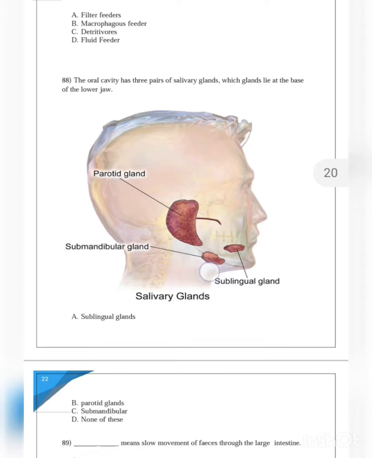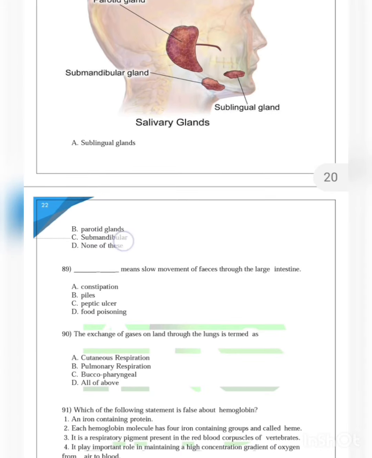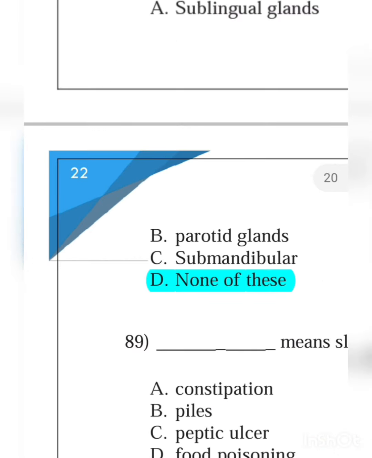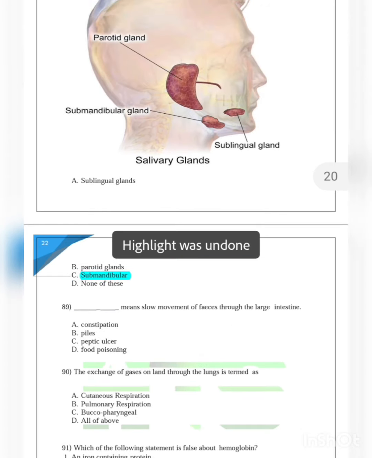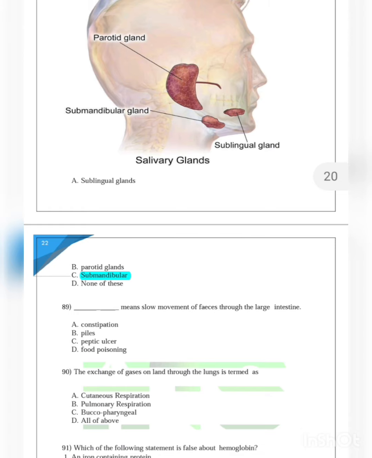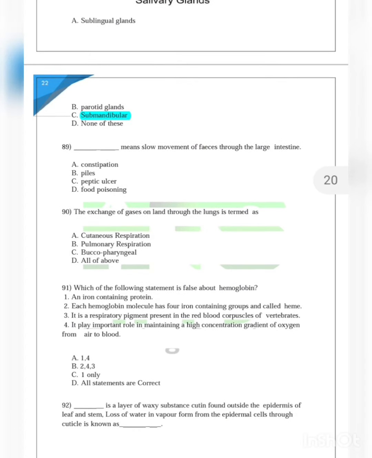The oral cavity, human physiology. Okay, so let's see which gland lies at the base of the lower jaw. This is submandibular, we all know it. There are three pairs of glands in our mouth: sublingual, parotid, and submandibular. Submandibular is basically at the lower part of our jaw. So let's continue. See how many questions we have solved already.